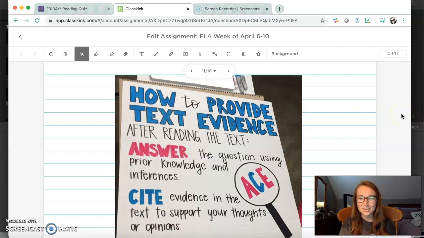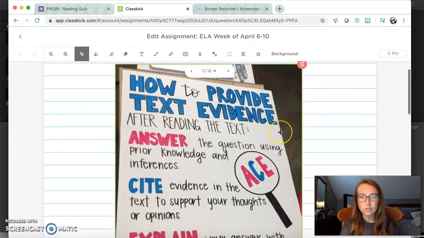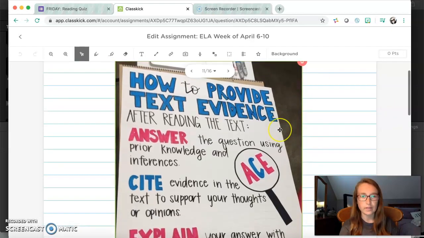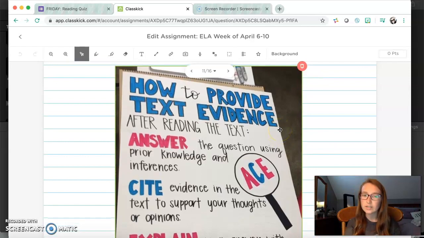Hey guys! So today we are going to work again on those questions that are text dependent and require us to go back into the passage and really make sure that we're looking for our evidence. To start off, I'm just going to go over our anchor chart again that I know you guys did with Miss Garrett last week.